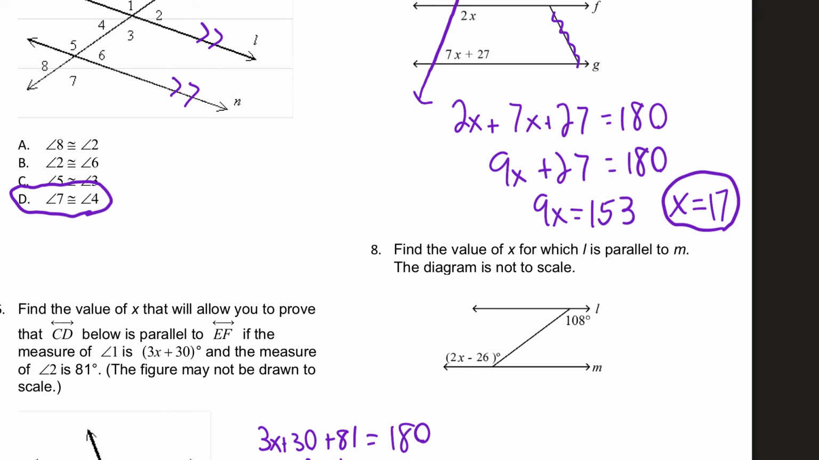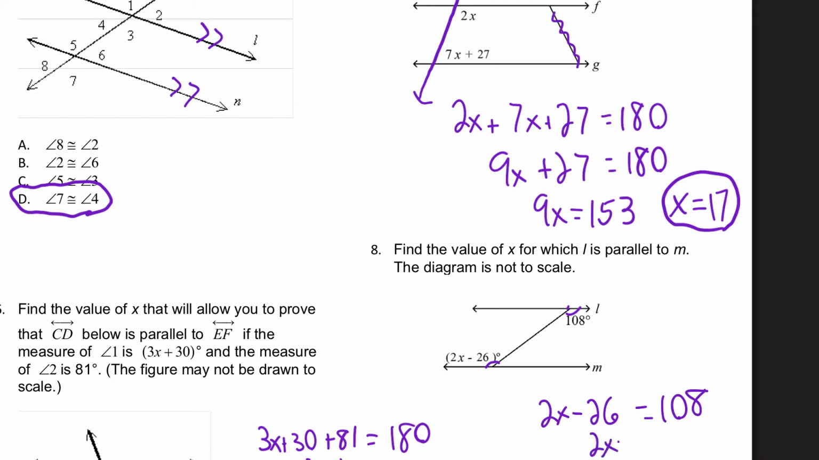Okay. Now we have these two angles. Oh, they are alternate interior angles, which are congruent to each other. So 2x minus 26 equals 108. The giveaway, those are both very obtuse, 108 degrees. So if I just solve this equation, I will add 26 to both sides. 108 plus 26 is 134.